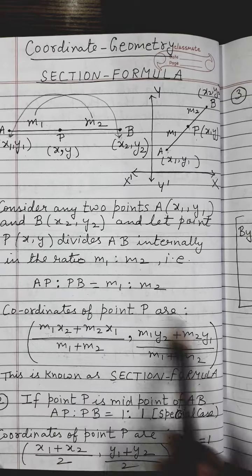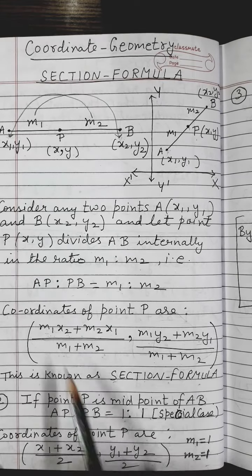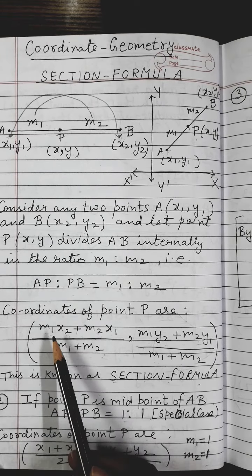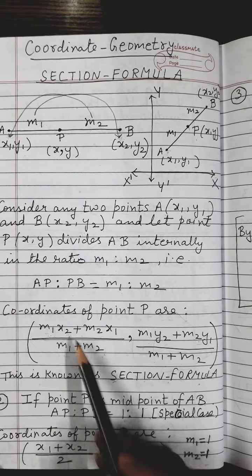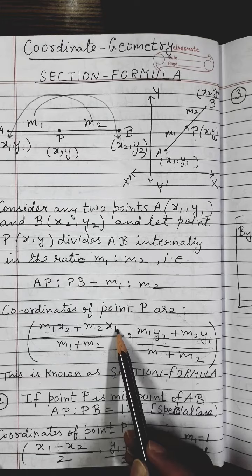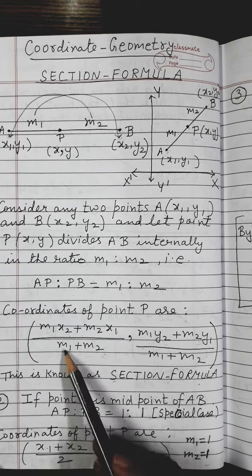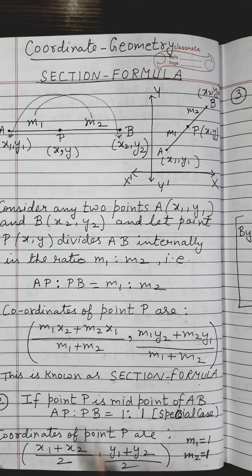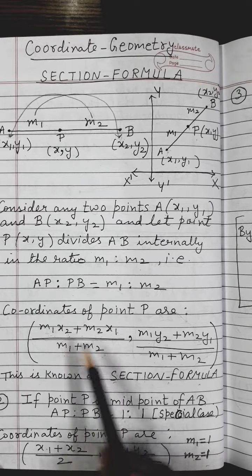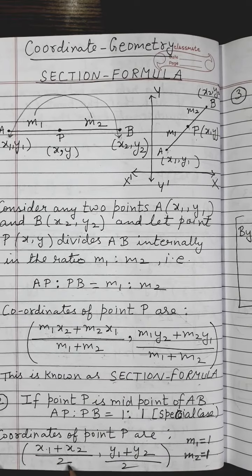So what I will do, I will substitute M1 equals to 1 and M2 equals to 1 in this section formula. So after substituting these values, what are you going to get? M1 is 1. So I write 1 into x2 plus 1 into x1, divided by 1 plus 1 gives you 2. So this is the x coordinate of point P by putting the values of m1 and m2 as 1 in this section formula. So I am going to get (x1 plus x2) upon 2.